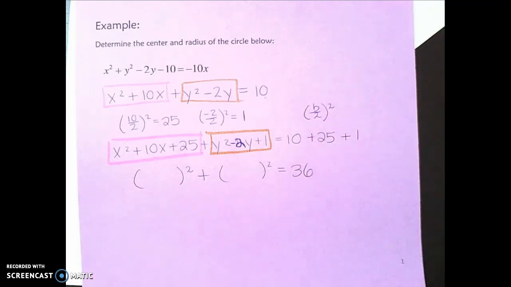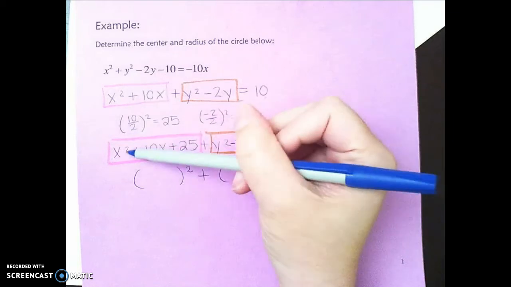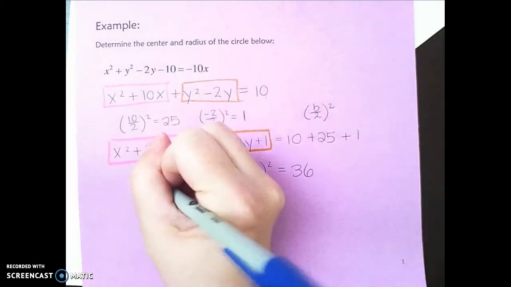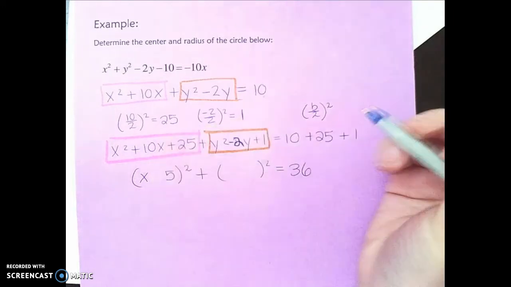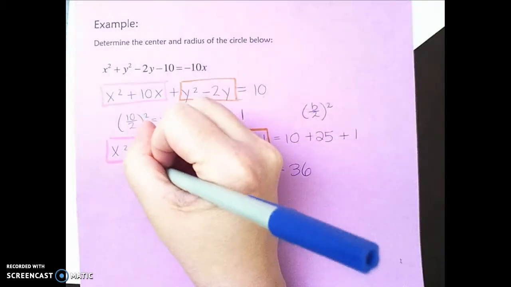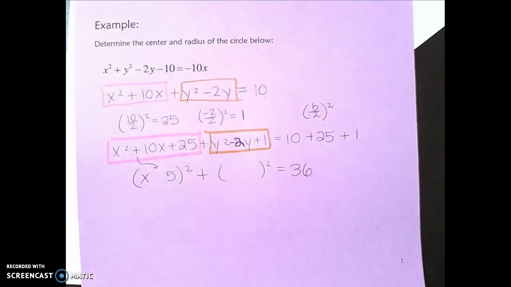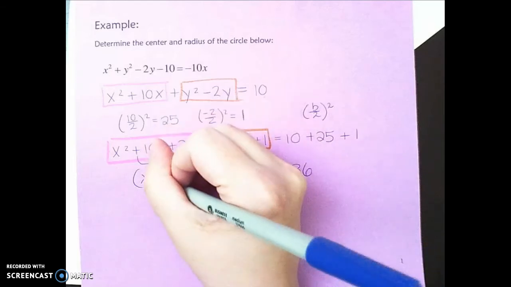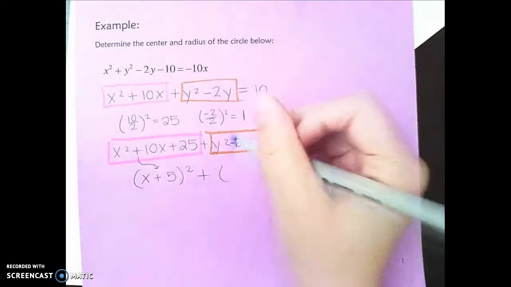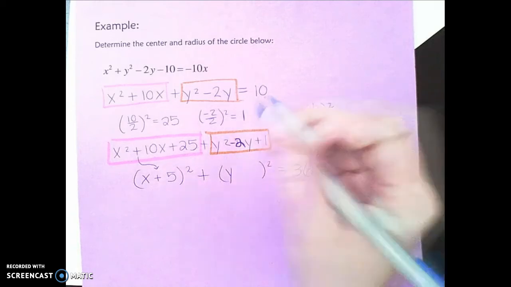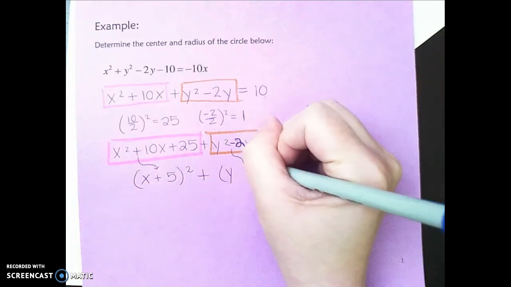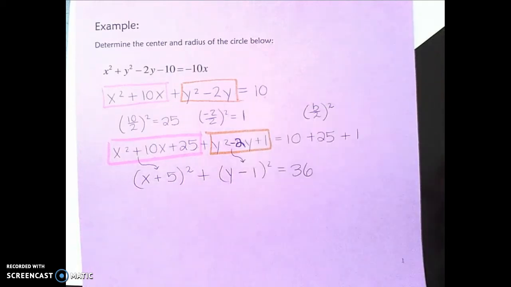The square root of x squared is x. The square root of 25 is 5. And my sign comes from that middle term, so that positive 10x tells me this is going to be a plus. Over here, the square root of y squared is y, the square root of 1 is 1, and my middle term is negative, so I bring down that minus sign. Now I have my equation in center radius form.